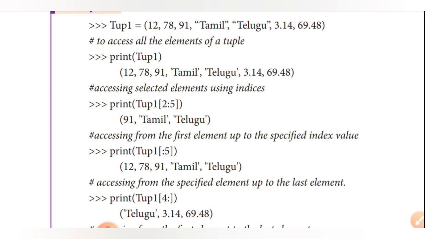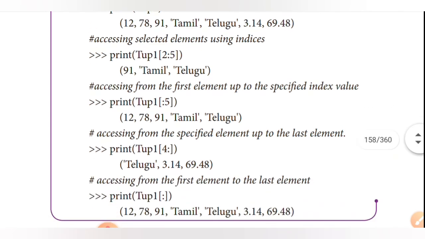Next we can see another print statement. Here the stop value is not given. If the stop value is not given, it goes to the end of the tuple. It starts from index 4, and since the stop value is not specified, it goes to the last element present in the tuple. So it shows the output Telugu, 3.14, 69.48. It starts from index 4 and goes to the end of the tuple.